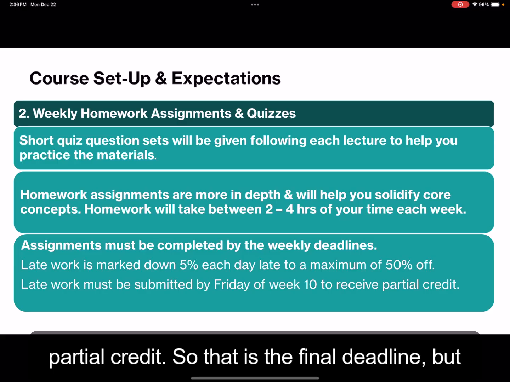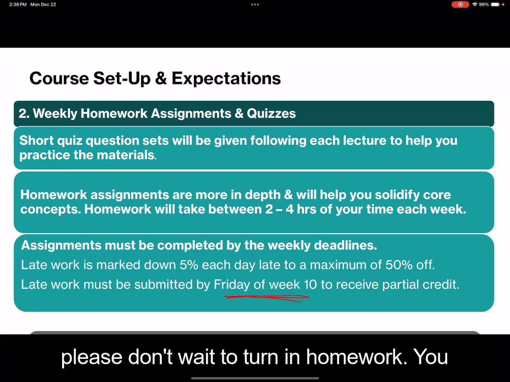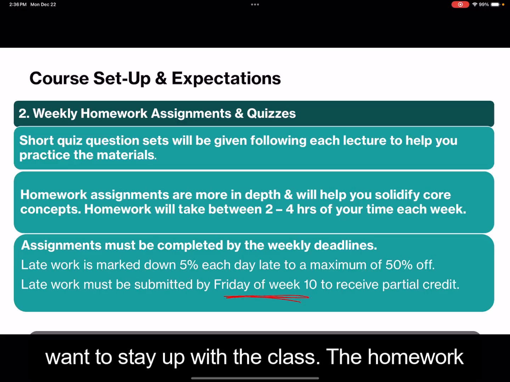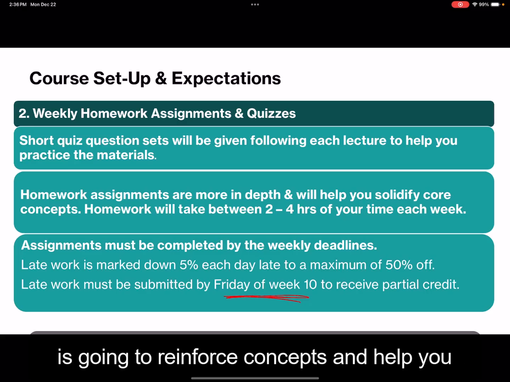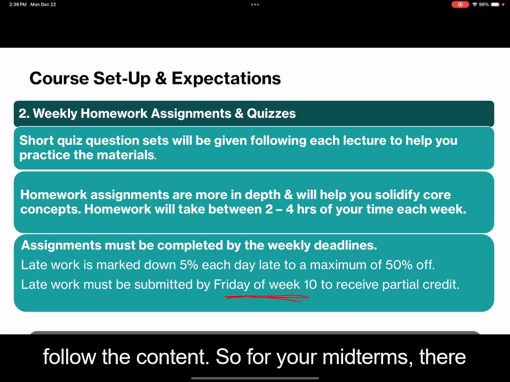So that is the final deadline, but please don't wait to turn in homework. You want to stay up with the class. The homework is going to reinforce concepts and help you follow the content.